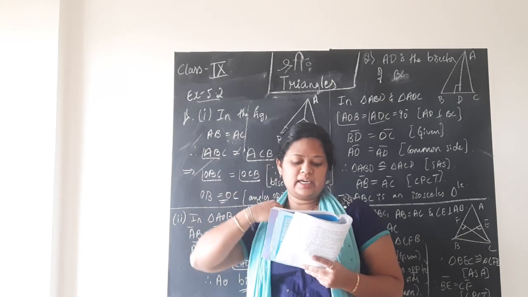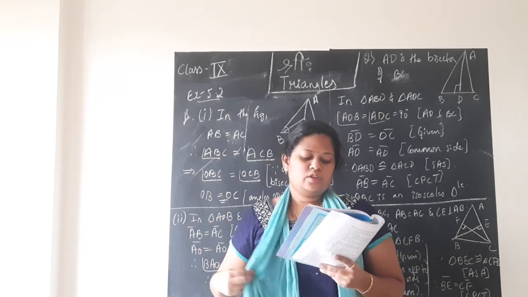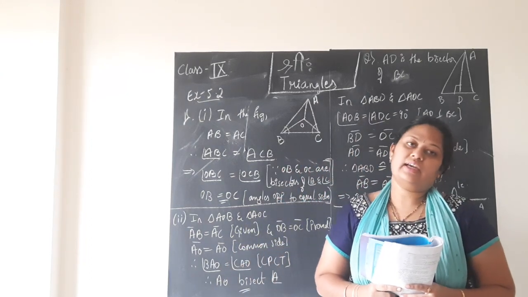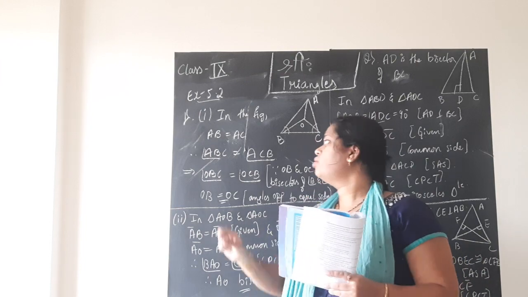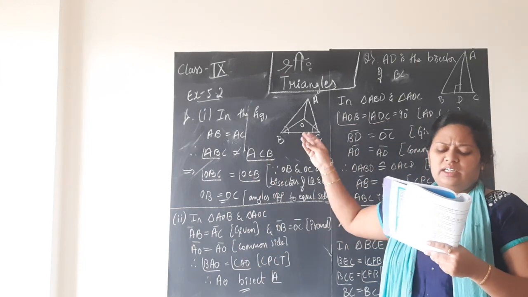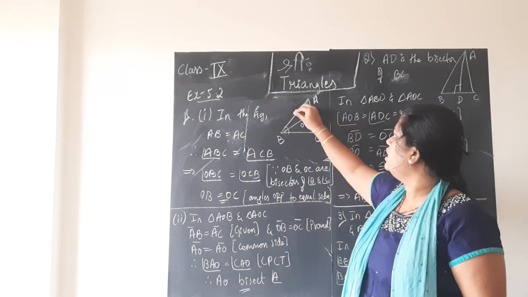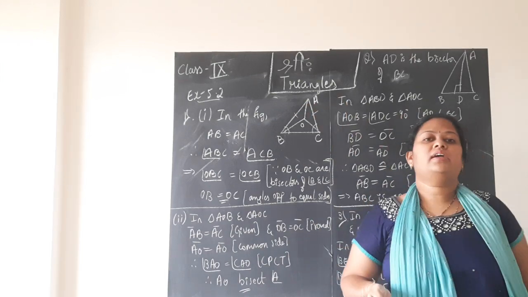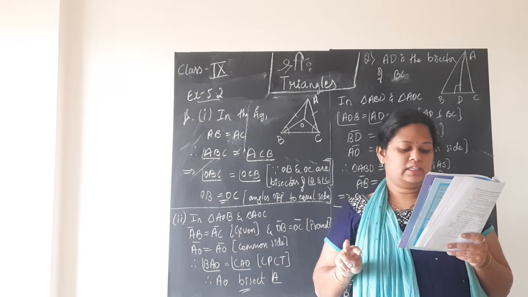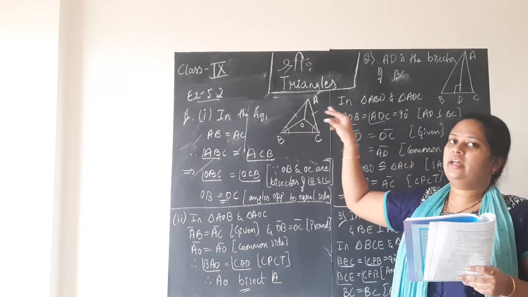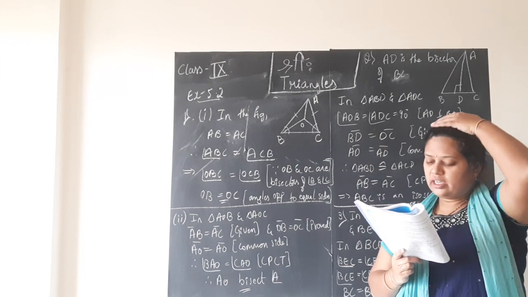B and angle C intersect each other at O, join A to O, show that OB equals OC and AO bisects angle A. Figure is not given to you, so I have drawn it, children. It is very simple. ABC is an isosceles triangle, means you will draw a triangle ABC. So isosceles triangle, two sides are equal, you should understand that. With AB equals AC.